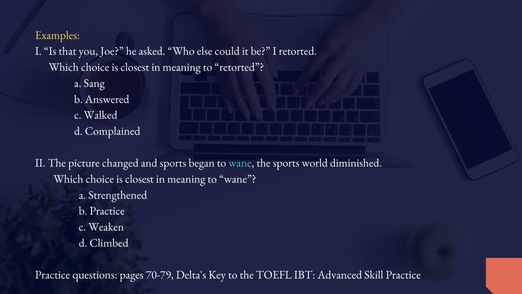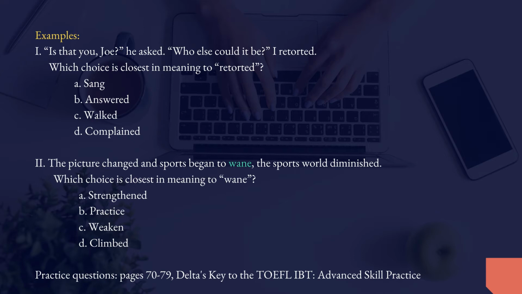Question number 2. The picture changed and the sports began to wane. The sports world diminished. First question, what part of speech is it? Noun, verb, adjective, adverb? Yeah, it's a verb. Rule number 2, let's look for its synonyms and antonyms. The verb of the next sentence is diminished. So diminished and wane should have the same or opposite meanings, right? So diminished has a negative meaning. It means it decreased, it weakened, right? So wane should either have weaken meaning or strengthened meaning.